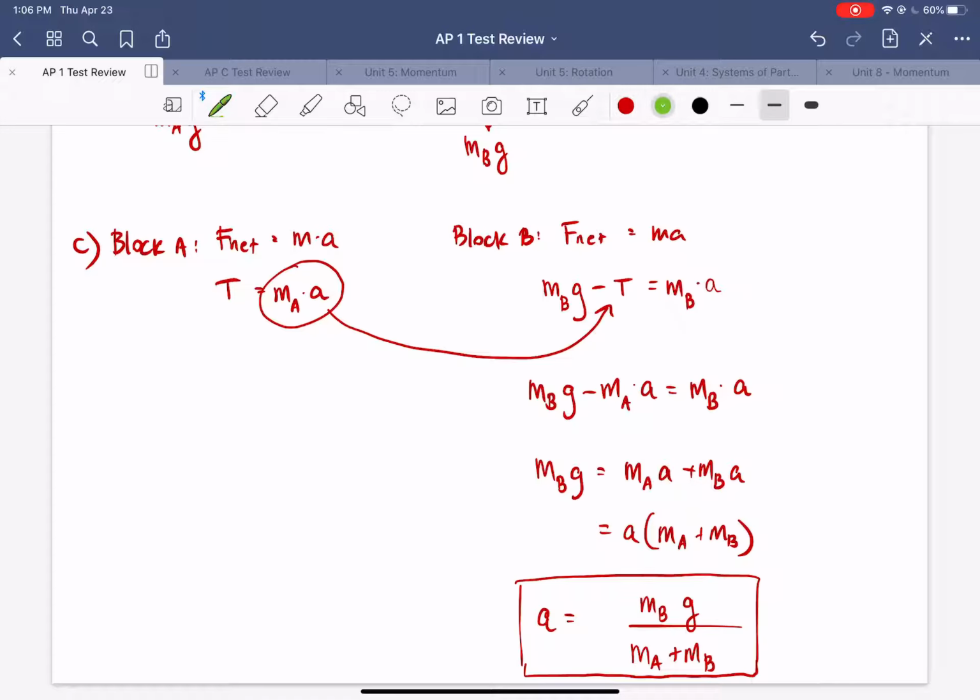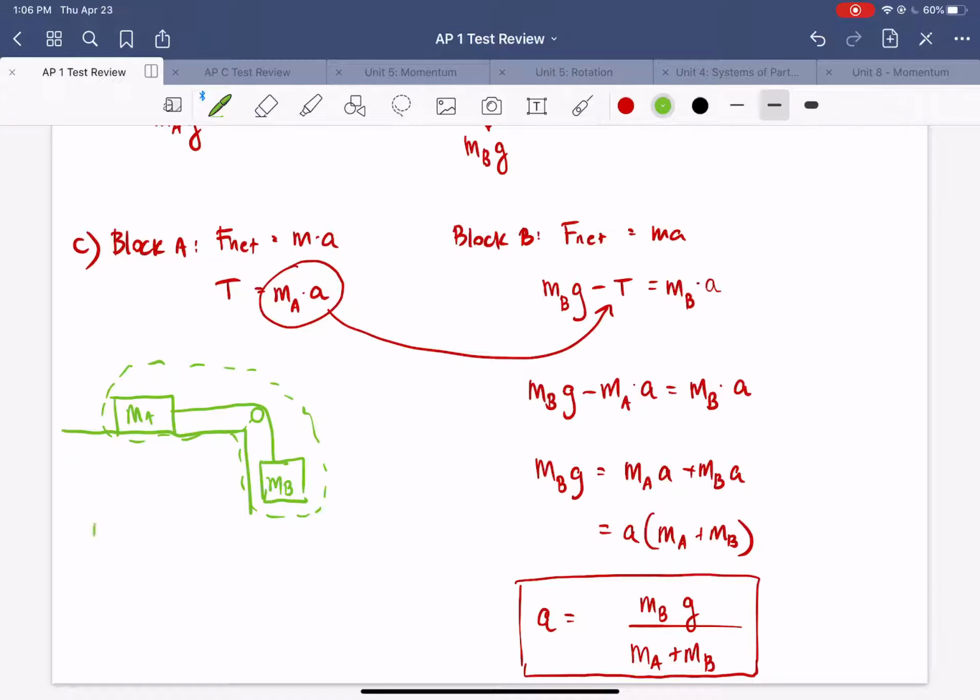Real quick, let me show you another way we can get this equation in fewer steps, but it requires a little bit of abstract thinking. All right, so here's my system here. What if instead of writing a separate equation for each block, I just treated the two blocks as one system? The two blocks will have the same acceleration, so I can just write one equation for both of them.